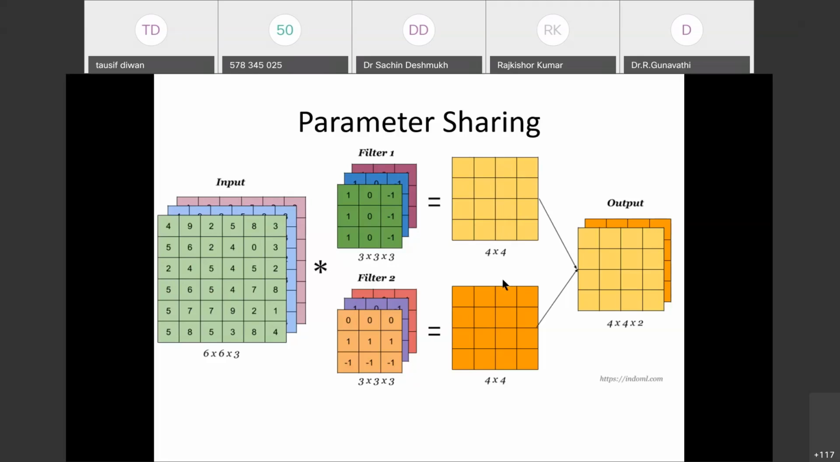Now tell me how many parameters are associated with one filter? 28. How many filters are we applying here? 2 filters. So how many parameters in total? 2 multiplied by 28, so 56 parameters are associated with this complete convolution operation. Yes, 56 is the correct answer. If this is clear, then we can take one exercise on the basis of this.